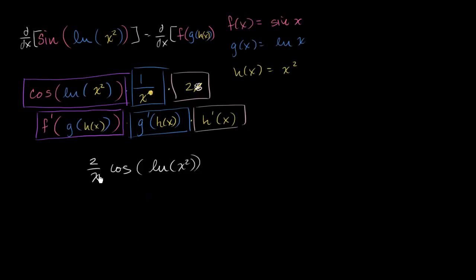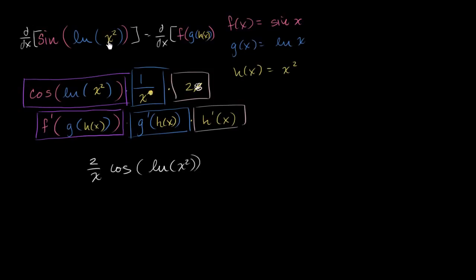So it seemed like a very daunting derivative, but we just say, okay, what's the derivative of sine of something with respect to that something? Well, that's cosine of that something. And then we go in one layer. What's the derivative of that something? In that something, we have another composition. So the derivative of ln of something with respect to that something is going to be 1 over the something. So we had gotten a 1 over x squared here.